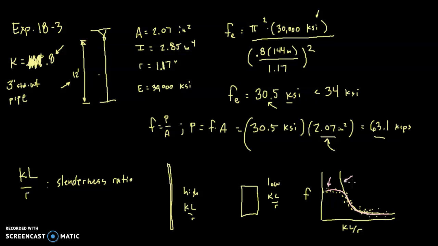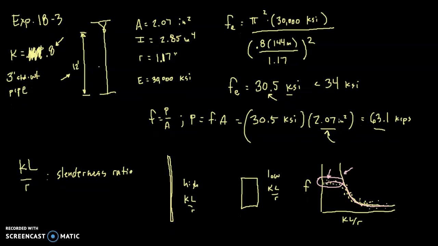So what we need to do, when we're designing or analyzing columns, is account for this. We need a second equation to use in this zone when we have a low KL over R. So essentially, we're going to have two different equations. Okay, and so the AISC, the American Institute of Steel Construction, has developed the following formulas for steel column analysis.